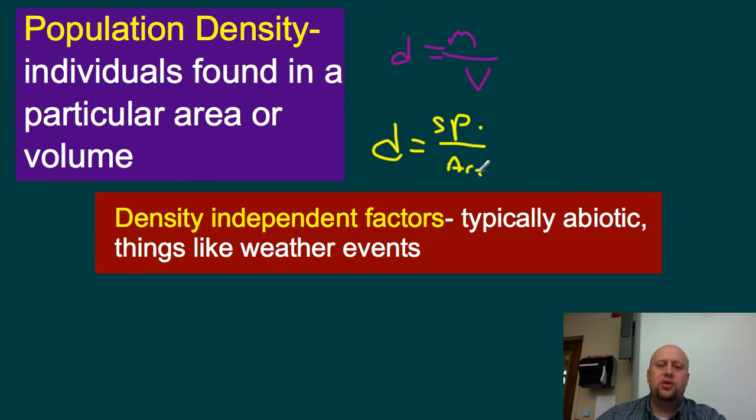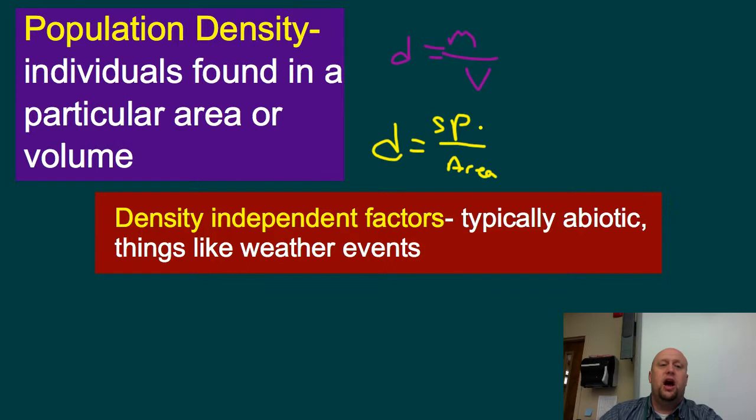And it could be volume too if we're talking about the ocean or the sky for birds. But typically we talk about area because we're talking about a land area. And so species per area is your population density. You can have a really tight density where you've got a whole lot of organisms in that one area, or it can be really small, and it really depends a lot on what type of organism.